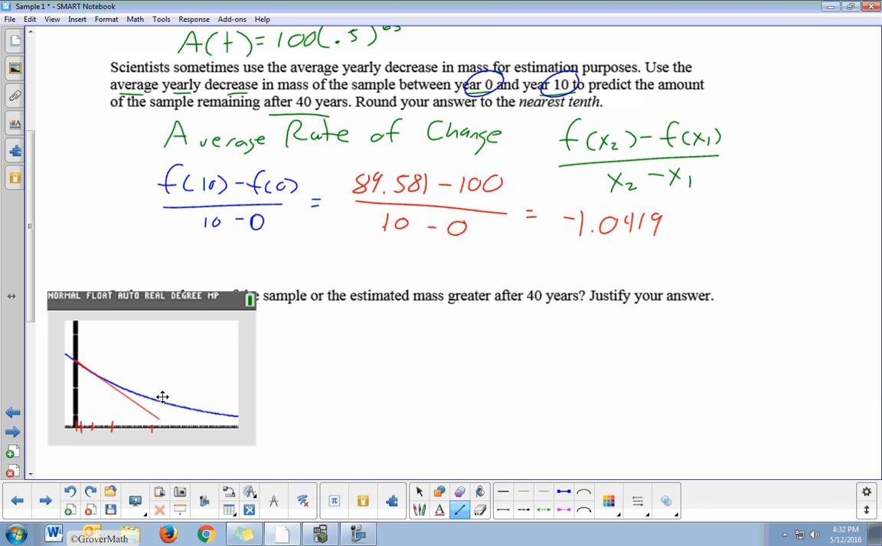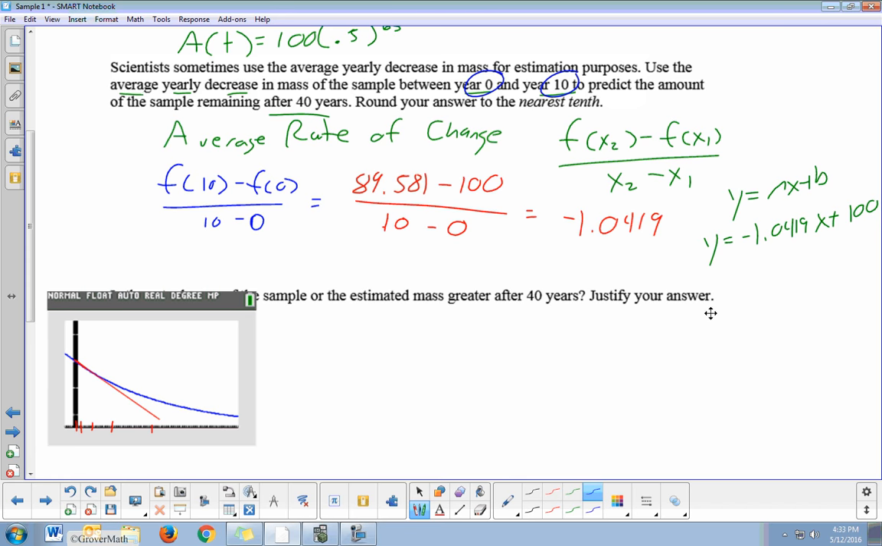But I want to use this to predict 40, and it's going to be wrong. And then I'll use the actual equation to get what it is at 40, and they want to know which one's greater, less than, and so on. The way I could use this is that it is the slope of a linear equation. Remember linear equations, y equals mx plus b, and what we just found was the slope piece. So that'd be negative 1.0419x. And the b is the y-intercept, which we know is 100, because that's where this starts.